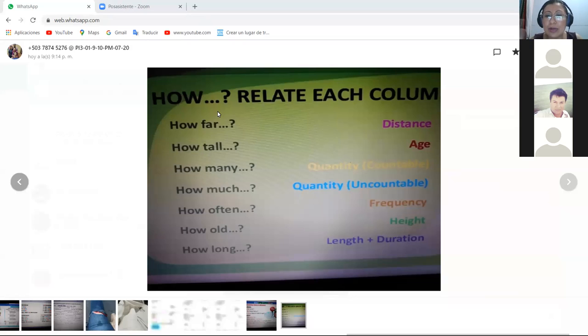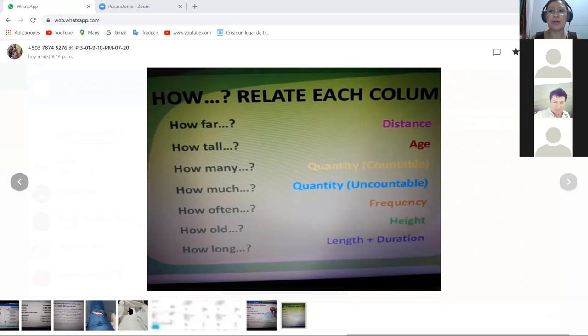Hello. Just want to clarify that the column on the right does not match exactly, right? Solo les recuerdo que la columna de la derecha no hace match, ¿verdad? Se recuerdan que ustedes me lo estuvieron diciendo. Sí, para que no se me vayan a confundir, ¿sí? We just connected, teacher, that's why we didn't know. Okay, don't worry, I will clarify, les ayudo, okay? How far helps us to measure distance, eso sí estaba bien. Pero how tall no era for distance, how tall is for asking about height.